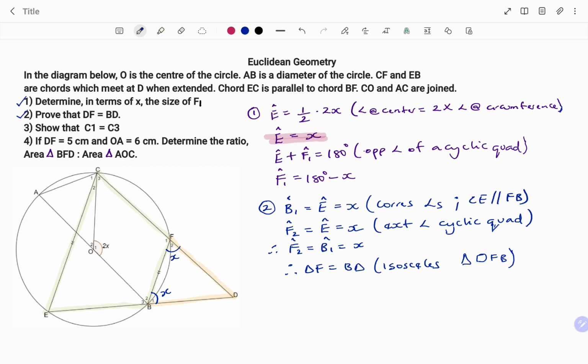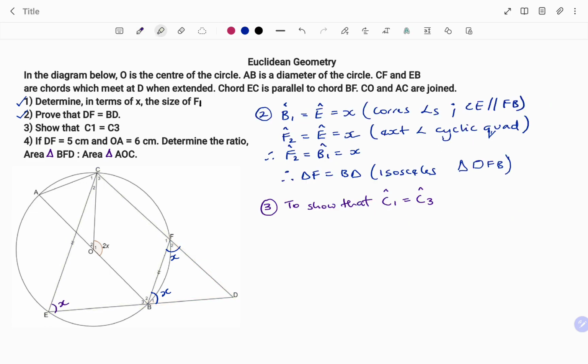Going to the third question, we have to show that angle C1 is equal to the angle C3. To show that angle C1 is equal to C3, let's go back to the diagram. I'm going to find my bow tie, angles in the same segment. You can see the bow tie as shown, such that angle A1 or A is equal to the angle at E, and that is equal to x. The reason being angles in the same segment. So what that means is angle A is also equal to x.